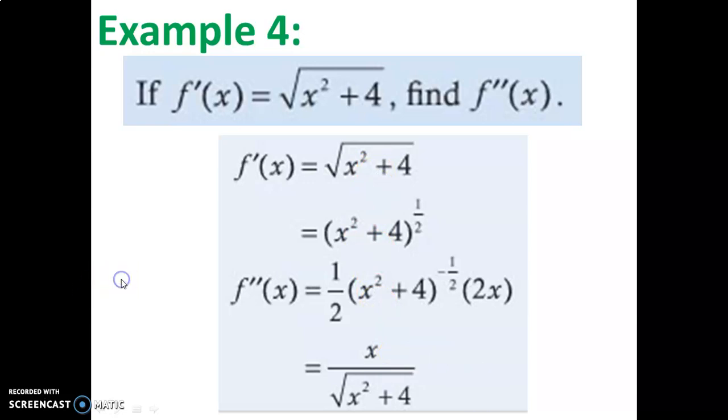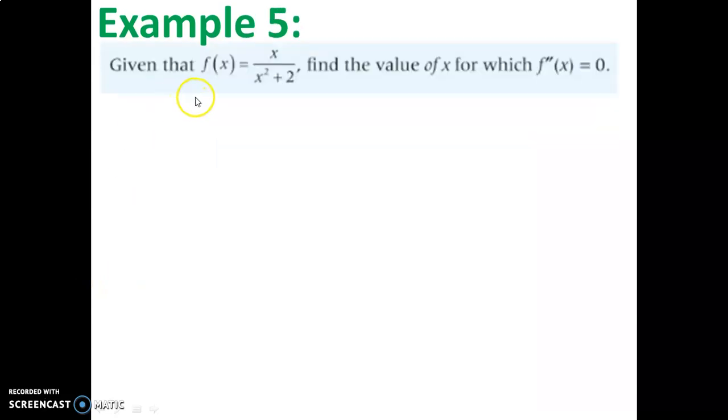Okay, let's try another one. So look at this question. You're given this function, and then it says find the value of x for which the second derivative equals 0. So find the second derivative, set it equal to 0, and solve for x.